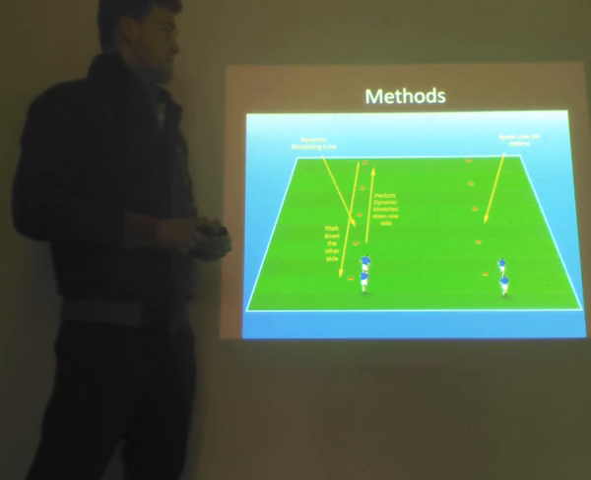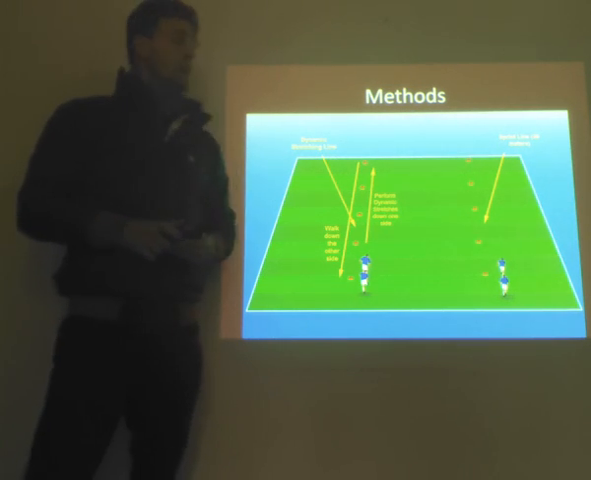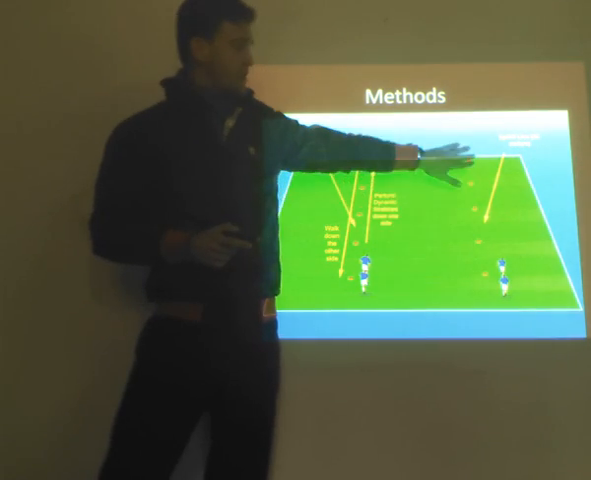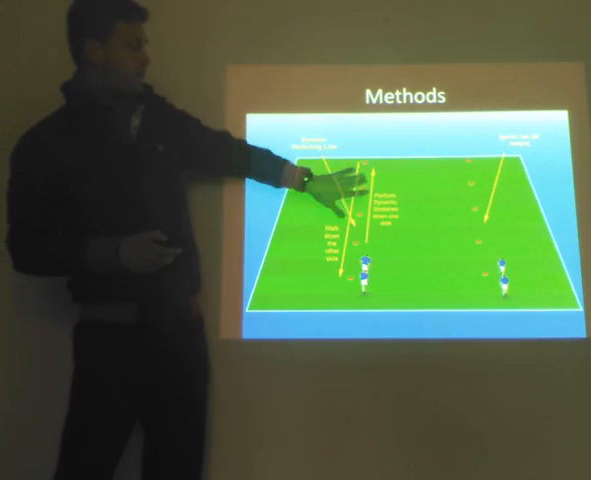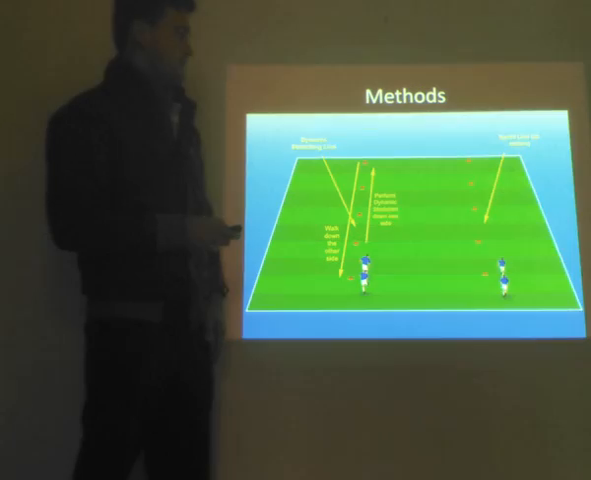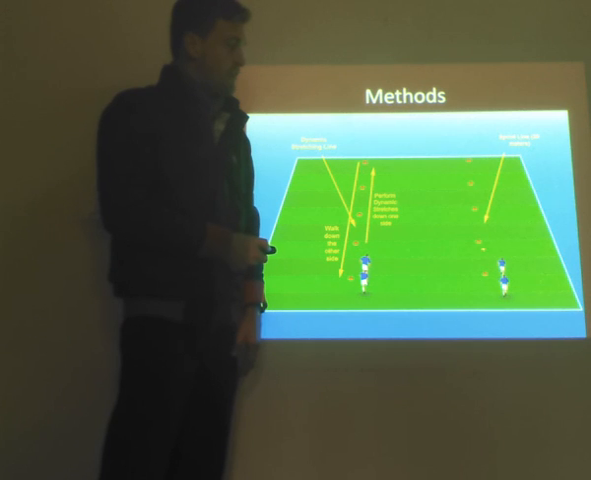Let's go right into it. The methods that we used to conduct this study were very simple, very straightforward. We had 2 lines of cones. You can see one here, as well as one over here. This line of cones was the 20-meter sprint. 20-meter sprinting line right there.